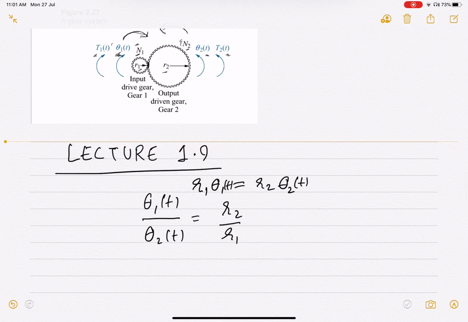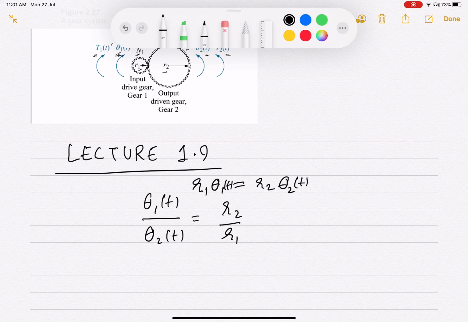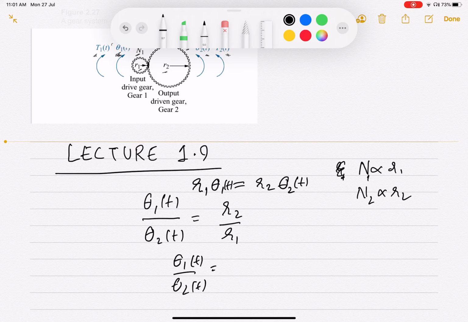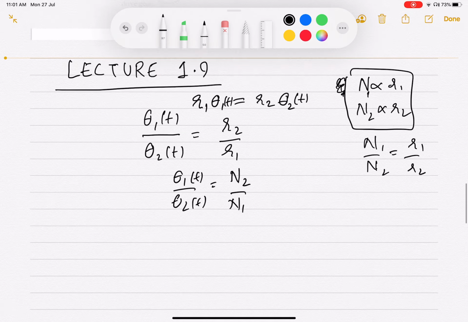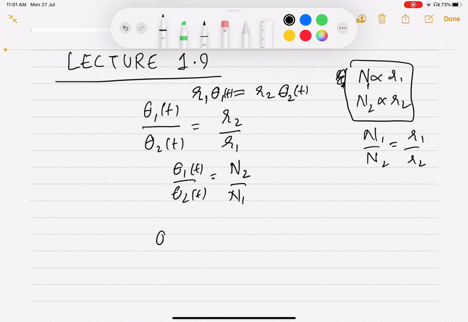And since the number of teeth is proportional to the radius, we already know that N1 is proportional to R1, and N2 is proportional to R2. We can write this because of this proportionality relationship. This means that N1 by N2 is equal to R1 by R2 and vice versa. So we can write theta 1(t) by theta 2(t) as N2 by N1, right? Which means that theta 2(t) is going to be N1 by N2 times theta 1(t).